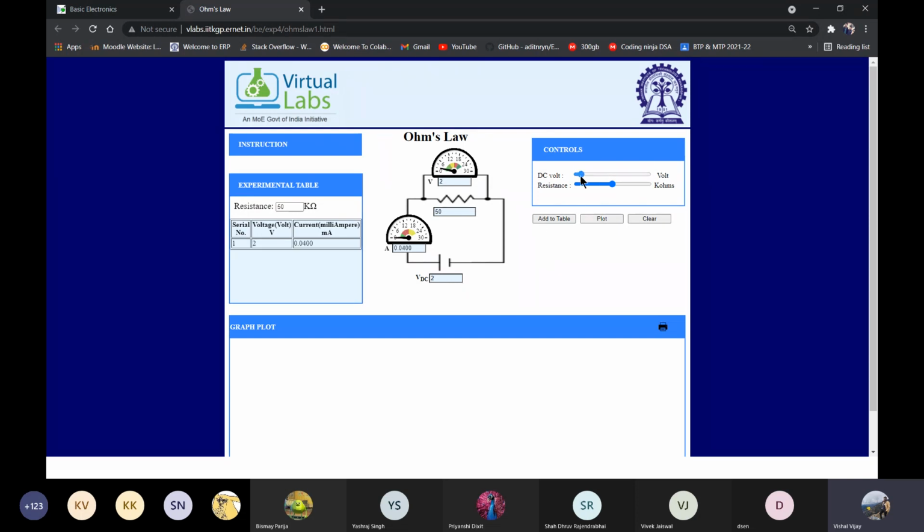Set the voltage, change the voltage to 5, add to table, just increase the voltage and keep the resistance constant. You are seeing this table, that is for resistance equal to 50 kilo ohm, and this is the voltage and current relation. And you can confirm in each that if you divide any voltage value by this resistance value, you will get this current value.